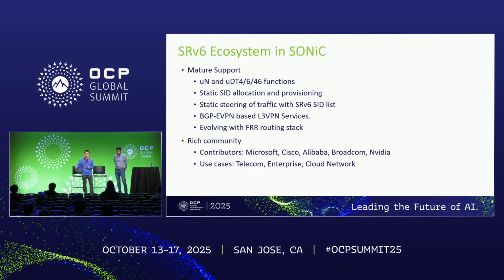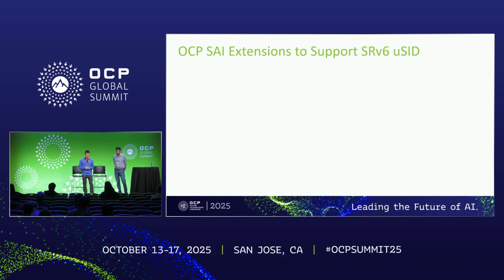And we also have a very big community. We have hyperscalers such as us and Alibaba. We also have several vendors participating in the development. And there are also other contributors that I cannot name here. But if you search online, you can see use cases across different kinds of network, including telecom and enterprise network, and in our case, cloud networks.